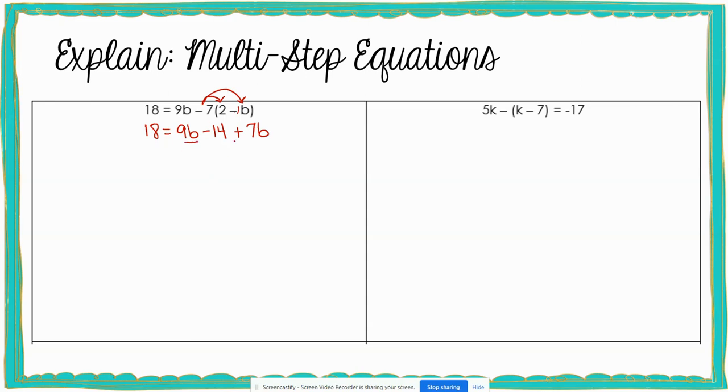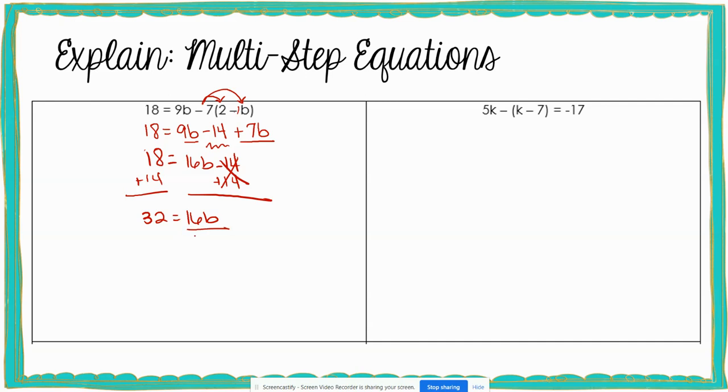Well, I need to put my 9b plus 7b together. I haven't done anything to 18, so I'm going to rewrite that. 9b plus 7b is 16b, and then I still have minus 14, so I need to write that. Now, since both sides are simplified, I can solve like normal. I'm going to add 14 on both sides. 18 plus 14 is 32. Negative 14 plus 14 cancels and leaves me with 16b.